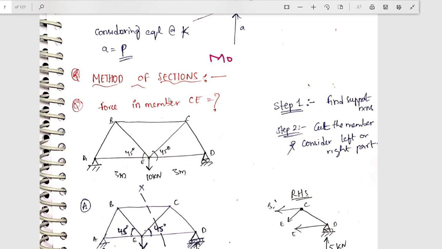Hello students, welcome to module 11. In this module we are going to discuss method of sections. This is a very simple subject. No need to worry, you will be scoring 100 out of 100 from this topic.